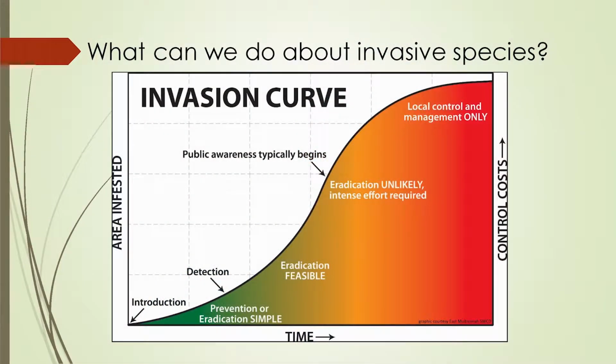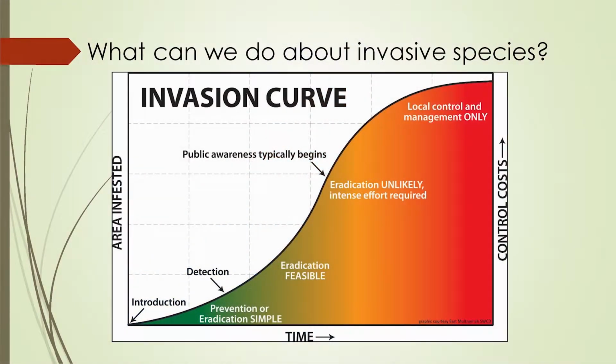So, now that we learned what invasive species are and what some of the consequences are, what can we do about them? This graph is known as the invasive species curve. On the x-axis is time. On the y-axis is the area infested by an invasive species, or you can also think of it in terms of control costs. In either case, as time goes on, area infested and control costs increase.